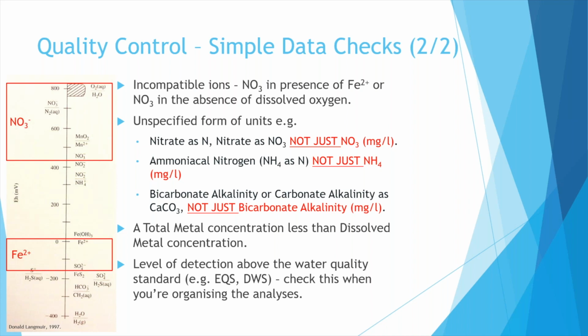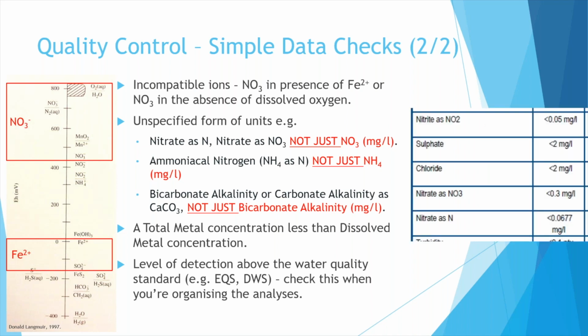Another thing that is worth looking out for and being aware of is the way that laboratories report some of their parameters. There are some, like nitrate, nitrite, ammoniacal nitrogen, and alkalinity, that can be reported in different ways. Just to illustrate that point, nitrate can be reported as nitrate as N, or it can be reported as nitrate as NO3, like you can see over on the right hand side in that screenshot. It's really important for the laboratory to be specific as to which one they're reporting, not just to say nitrate, otherwise you have to go away and check.